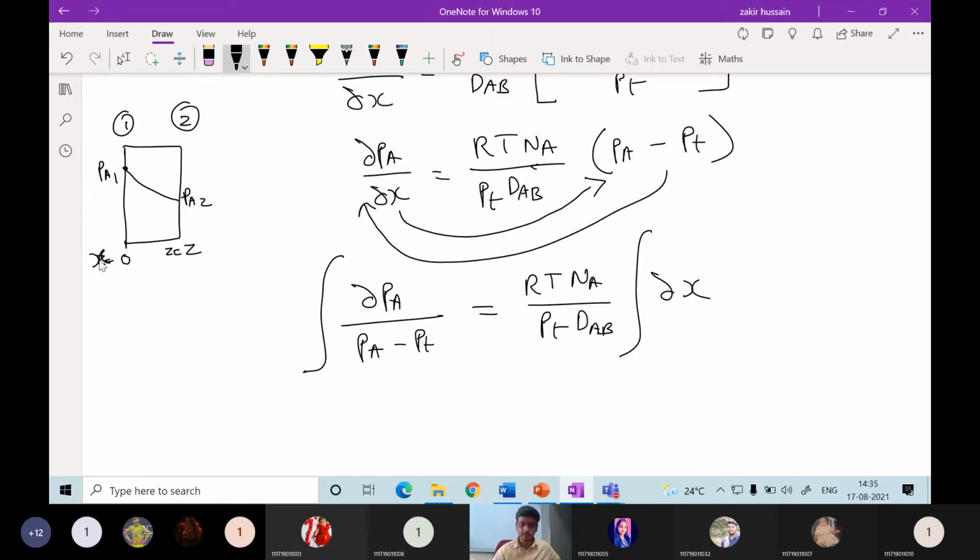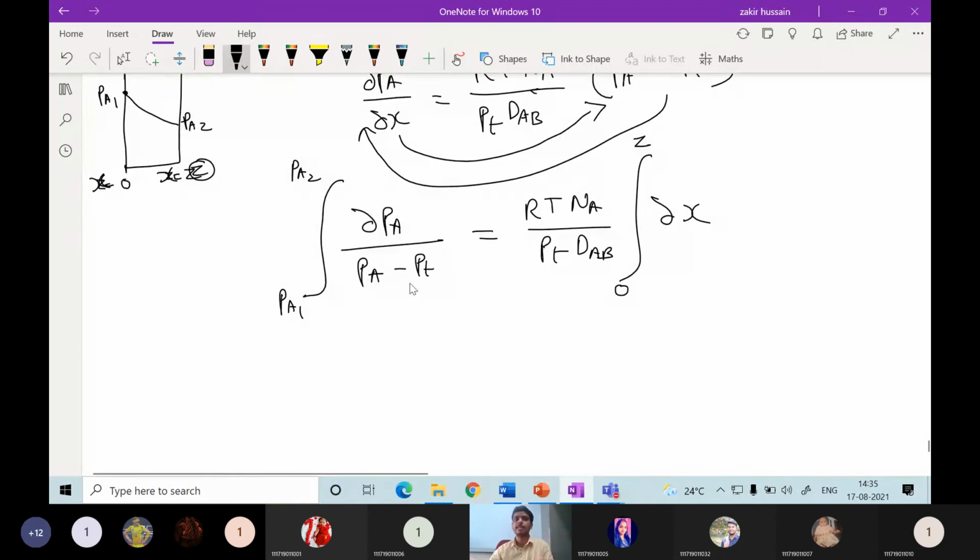Now we are taking in X, no? This is in the X direction. X is equal to some X or Z. Let us take Z only here. X is equal to 0: when X is equal to 0, PA is PA1. When X is equal to some Z, PA is PA2, the partial pressure. Then simply it is in the form of the integral of dx by x minus some constant, x minus 1 we can say.